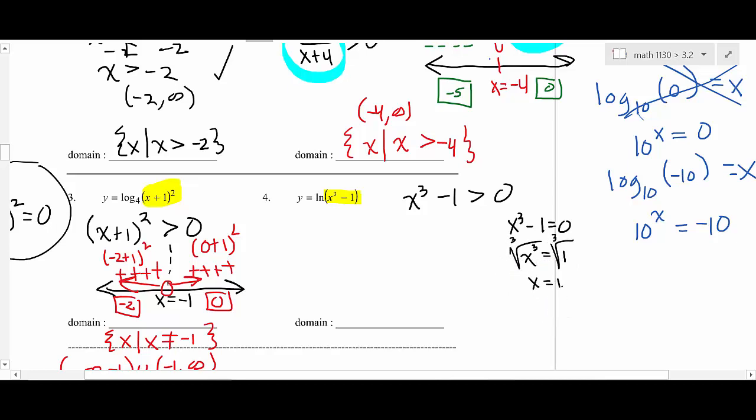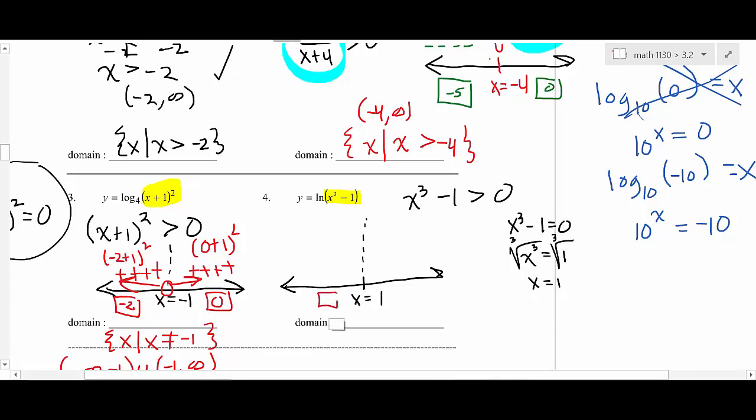1 to the third minus 1 is equal to 0. So what you would want to do with this problem is look at a number line where x is equal to positive 1. Then from there, we would do exactly the same kind of thing: just pick test points and plug them into x cubed minus 1.